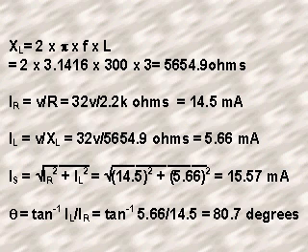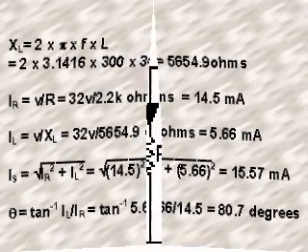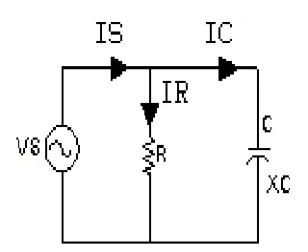I sub S is equal to the square root of I sub R squared plus I sub L squared, or 15.57 milliamps. And theta is equal to the inverse tangent of I sub L divided by I sub R, or 80.7 degrees. The total current lags the supply voltage by 80.7 degrees.